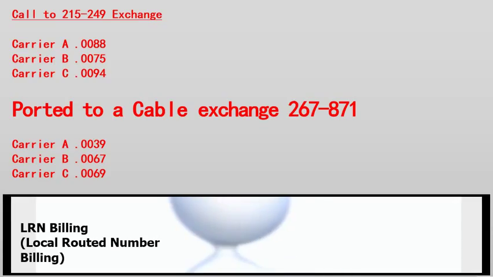So here we see that if a dial was made to a number in the 215-249 exchange, then carrier B would win the route, but if the number had been ported to a cable company, then the real lowest cost carrier winds up being carrier A. And this has to do with least cost routing and also LRN billing. We'll get more into that in our future video.